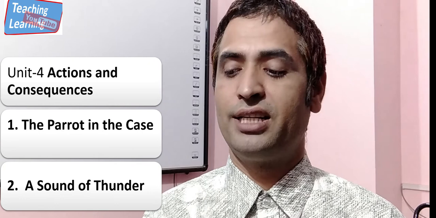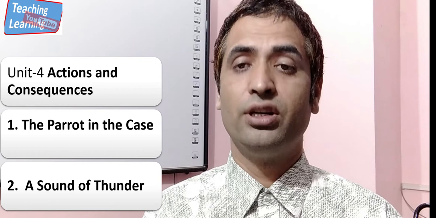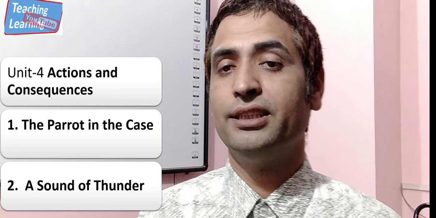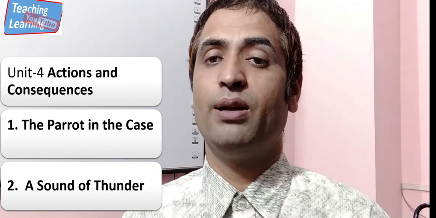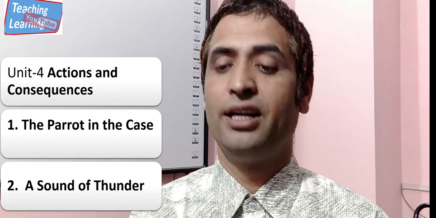Now let's move to Unit 4, under this Action and Consequences. This is A Sound of Thunder. This is more technical and it is all about the scientific perspective regarding human developments, how we are moving and in which direction we are moving ourselves. So this text mainly talks about that. Rather than describing it, let's move towards the four level interpretation.